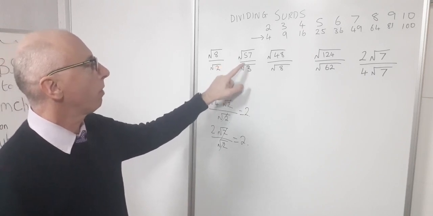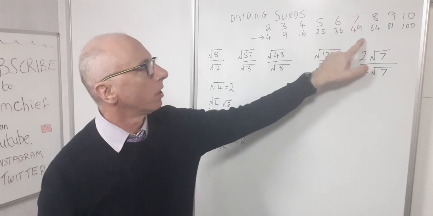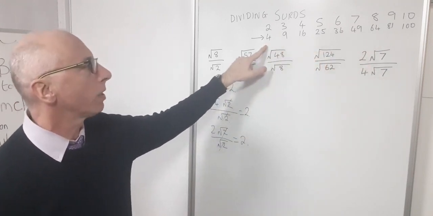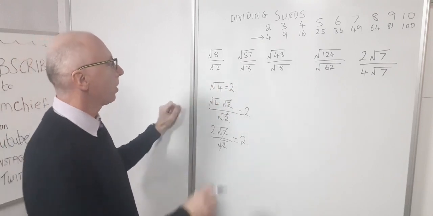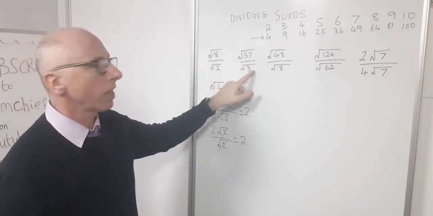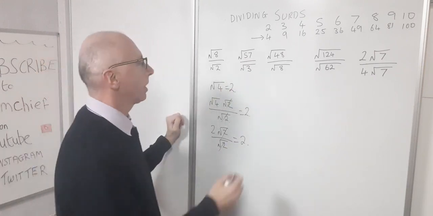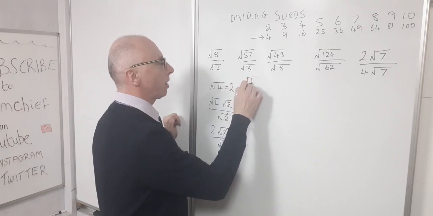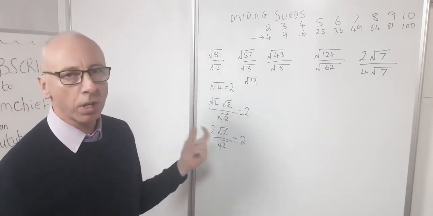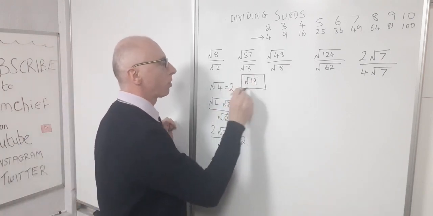Now what about this one, root 57 over root 3? Now 57 or 3 cannot be divided by any of these square numbers. So this time I'm going to have to go straight in with my first method, where I try and divide 57 by 3. Well, 57 divided by 3 is 19. So that just leaves me with square root of 19. 19 is a prime number, so I know I can't go any further with that. So that is my irrational value, square root of 19.